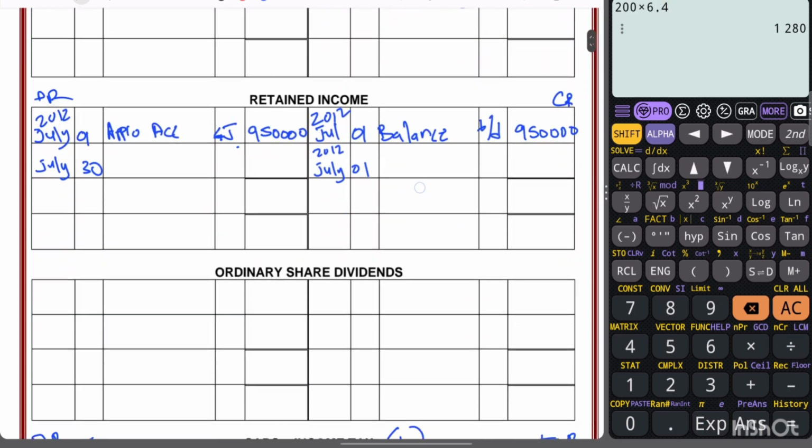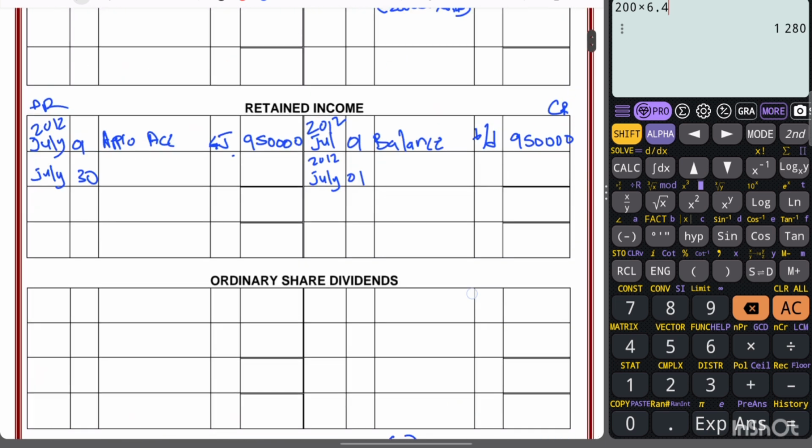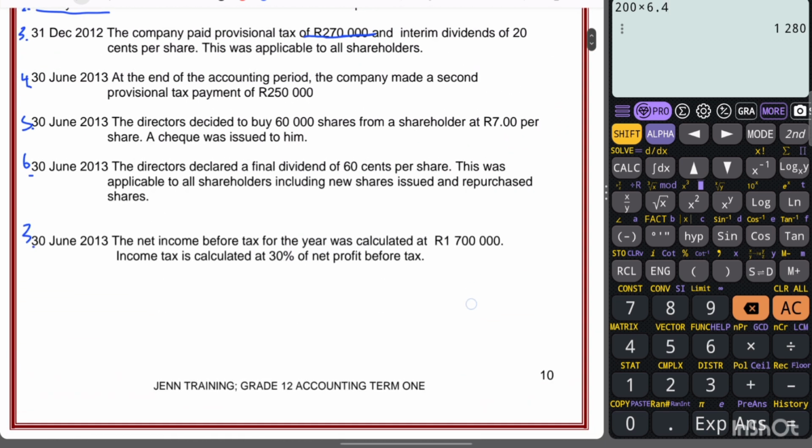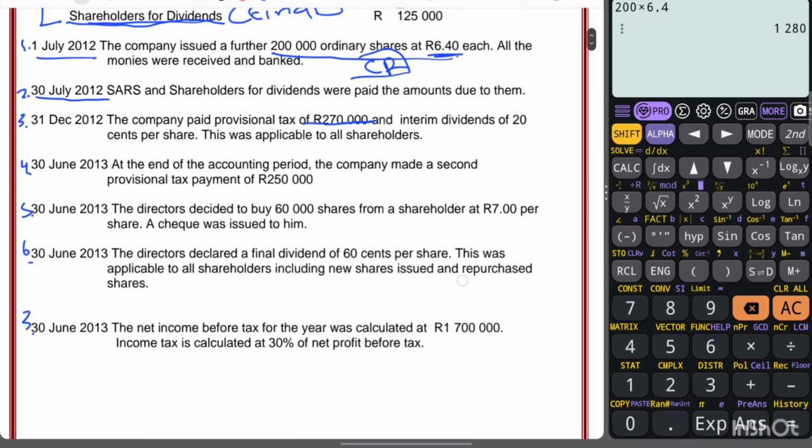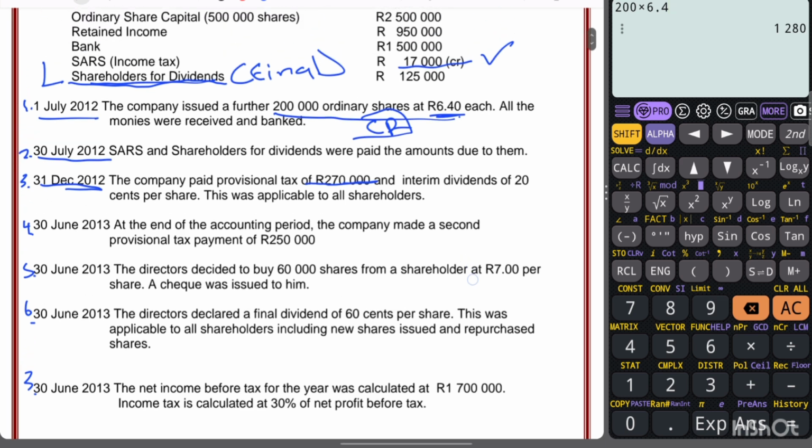How much are we paying? According to our information, we are paying 270. Remember, they said an interim dividend of 20 cents per share was paid on this date, and this was applicable to all shareholders. All right. Now, let's go and check.